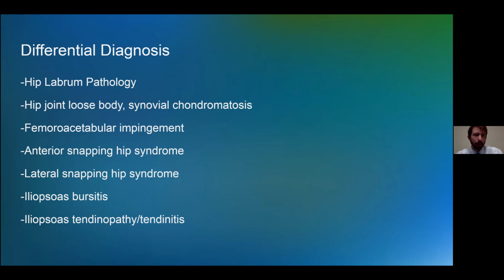The anterior snapping hip syndrome, which we're going to talk about and we're going to view some images of. And then the lateral snapping hip syndrome as well can also produce some popping that patients will sometimes poorly localize, but can also give similar symptoms. The iliopsoas bursitis is also a possible cause of this problem, as well as iliopsoas tendinopathy and tendinitis. So this was our differential just by hearing the patient history.